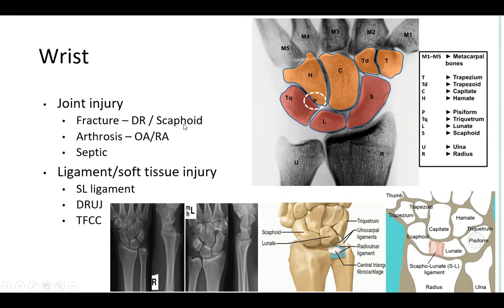Okay, in terms of ligament and soft tissue injury, there's a ligament between the scaphoid and lunate called the scapholunate ligament. Okay, and this can be injured in certain types of movement. Sometimes if you do a certain movement, rotation, or you fall down, you might not necessarily fracture the scaphoid, but you can injure the ligament attached to the lunate.